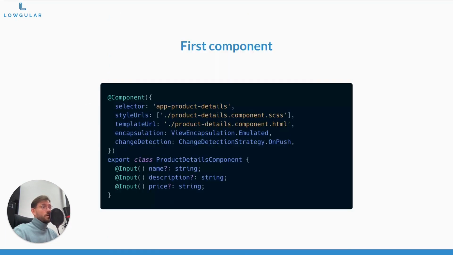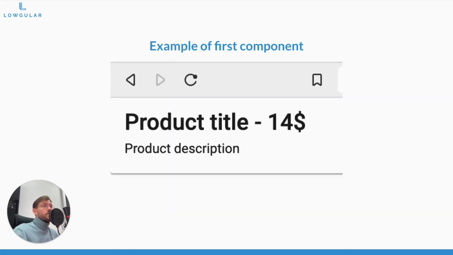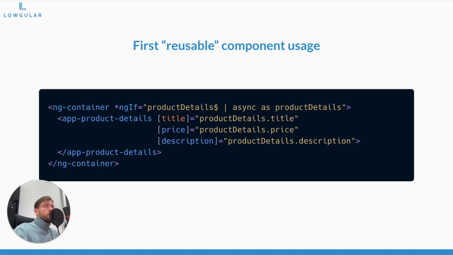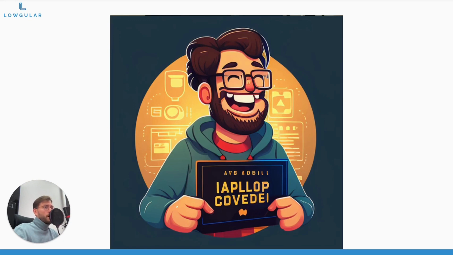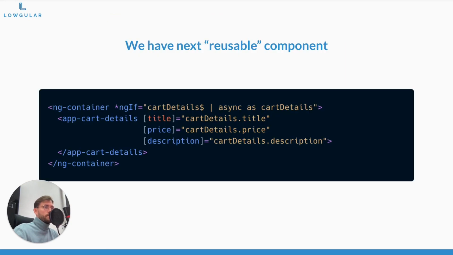He started coding and his first component was created. He named it Product Details Component with 3 inputs: name, description, and price. The component was created to present details of something, in this case, a product. And the usage was super easy. A developer can fetch the data in a smart component and pass all necessary parameters as inputs. He was proud. His first reusable component landed on production.